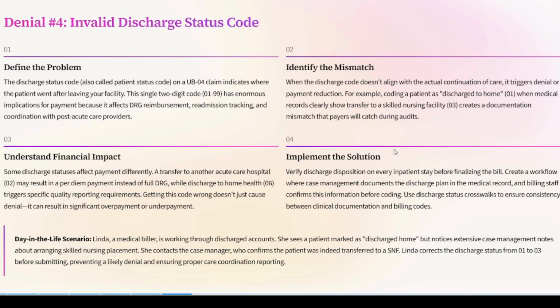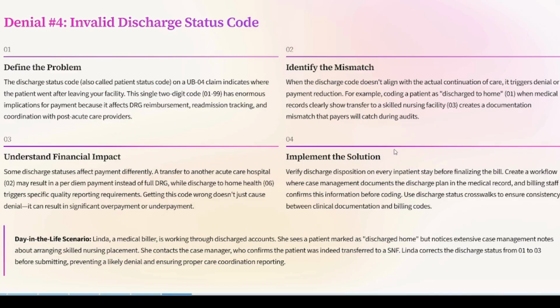Denial 4, invalid discharge status code. Define the problem. The discharge status code, also called patient status code, on the UB04 claims indicates where the patient went after leaving the facility. This single two-digit code, which goes from 1 to 99, has enormous implications for payment because it affects DRG reimbursement, readmission tracking, and coordination with post-acute care providers.